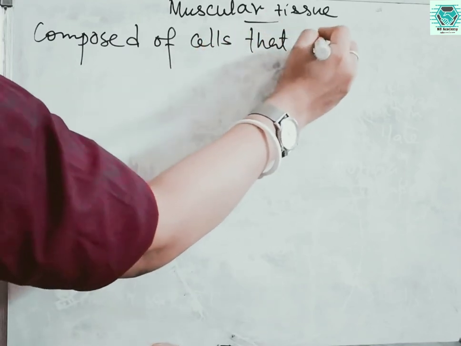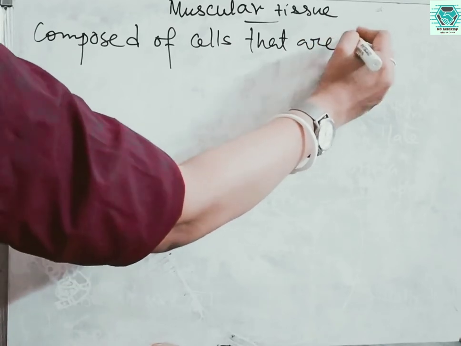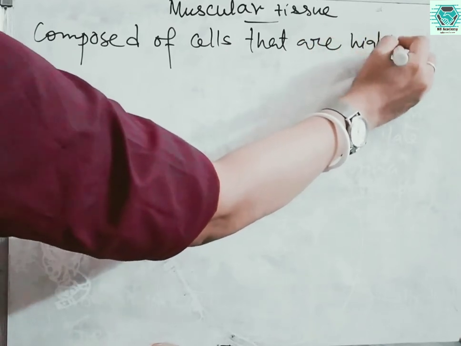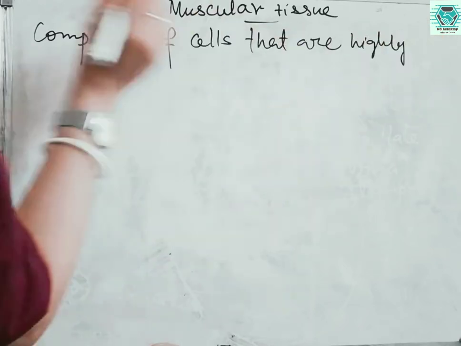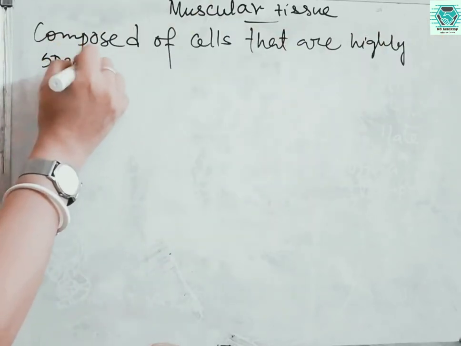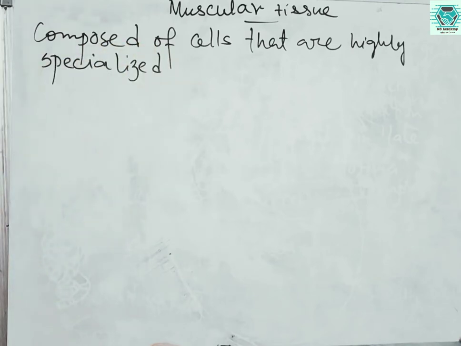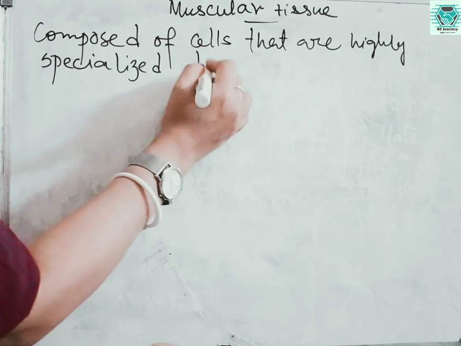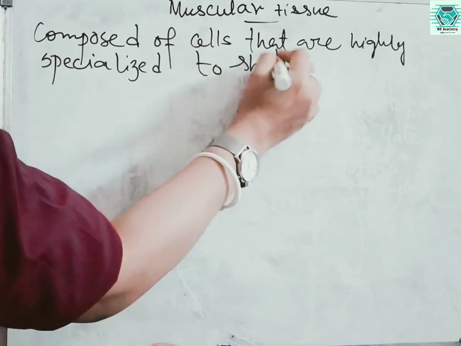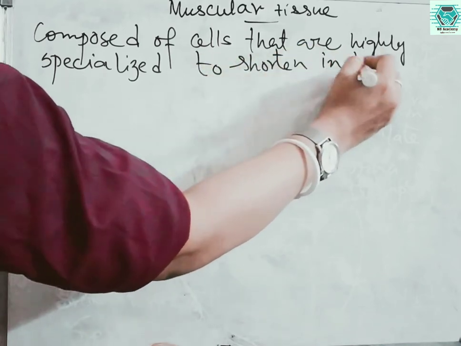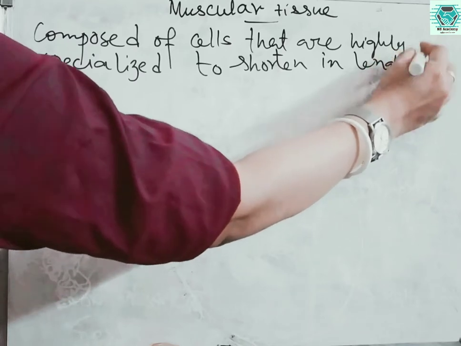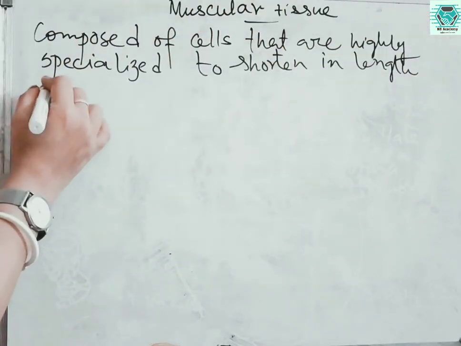that are highly specialized. And they are a bit different from the normal cells. And what is the function of muscular tissue? Contract and relax. So the cells have the speciality to shorten in length by contractility.